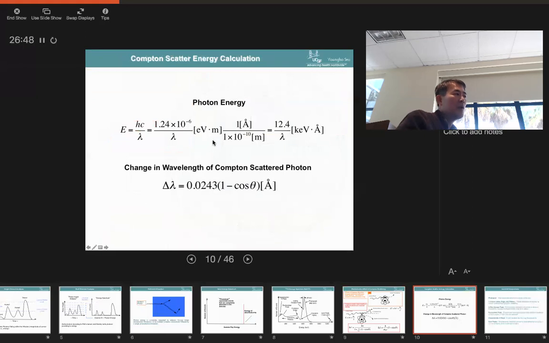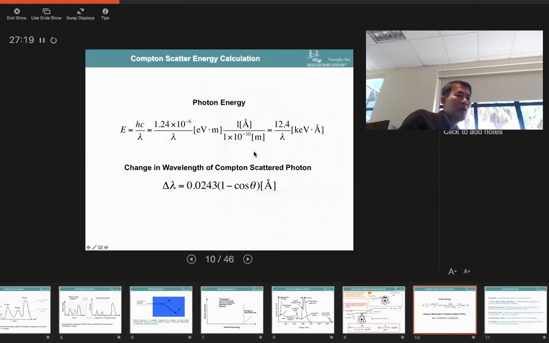Again, this is also a simpler way of calculating quickly some of the properties. Energy is like this, and you can convert all the energy units to keV and per angstrom. Angstrom is not a very popular unit these days because people tend to use nanometer a lot more. But angstrom is 10 to the minus 10, so this is just an easy way to convert anything with this kind of unit.